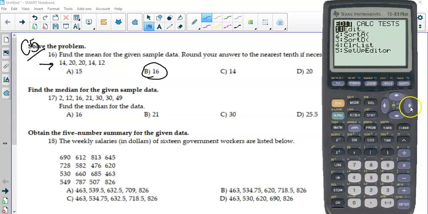So Stat, Calc, enter on 1-Var Stats, and then it should all be set up for you to go. Once it's set up with the L1 in the list and 1 in the frequency, you don't have to change it. It should stay in. So I'll hit enter, and the median, I have to scroll down, is Med. So that's 21. My median is 21.